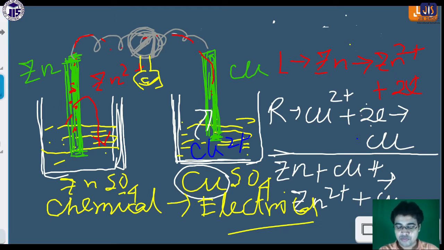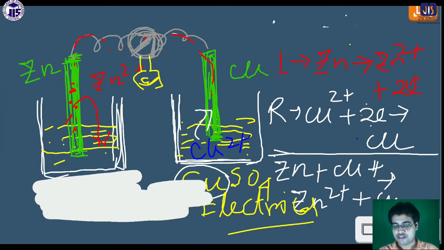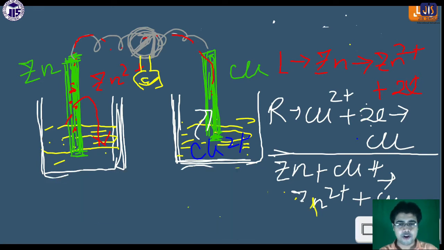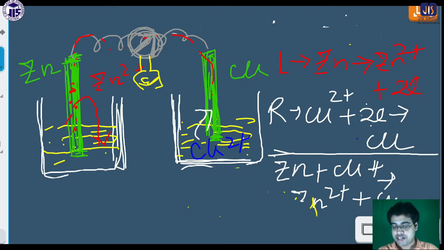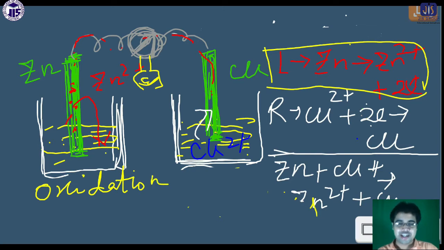You know, in case of oxidation there is a loss of electrons, but in case of reduction there is a gain of electrons. So if you think about the oxidation, look here at the left hand side electrode: this is a loss of electrons, 2 electrons. If there is loss of electrons, that means oxidation occurs. In the left hand side, oxidation occurs, because each and every zinc atom comes to the solution by losing 2 electrons.